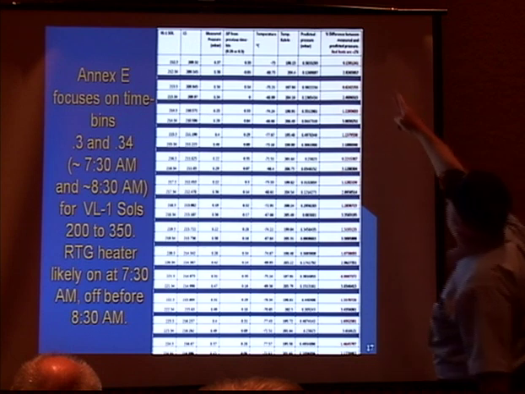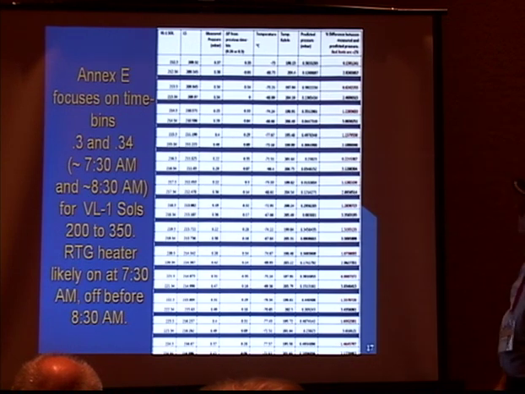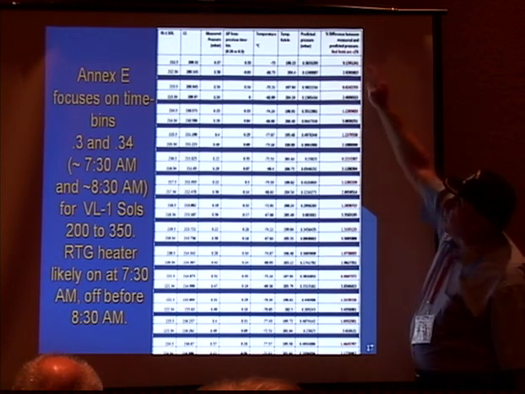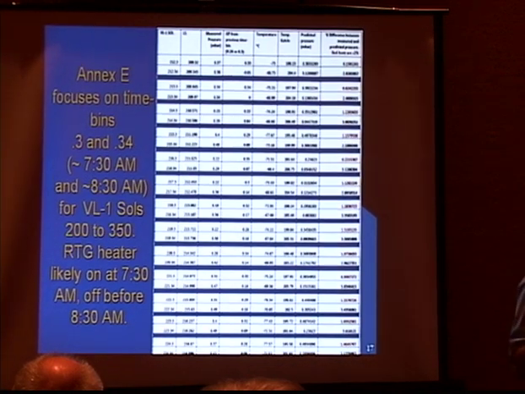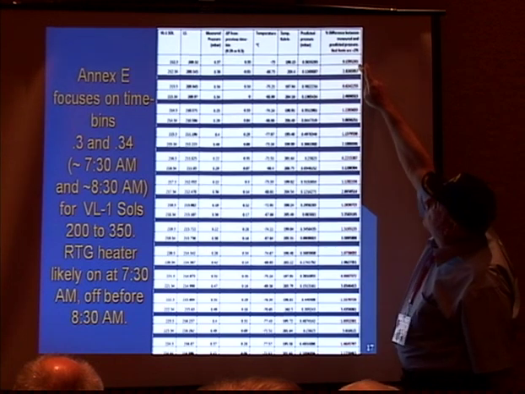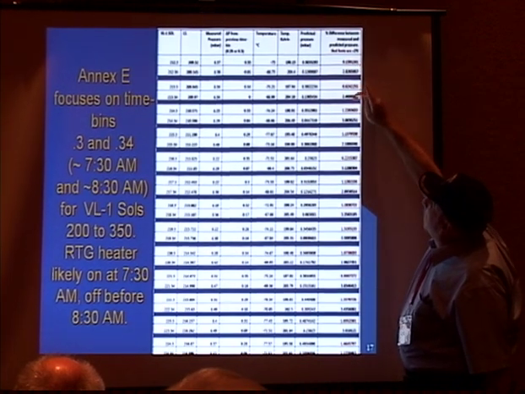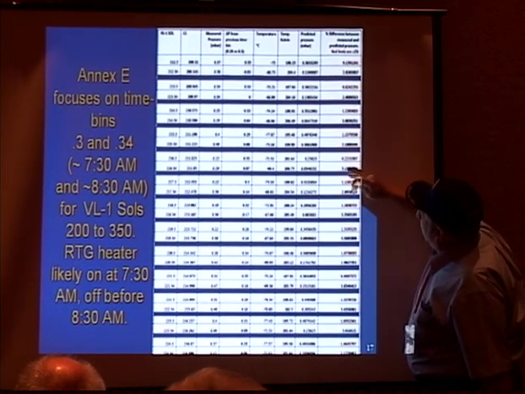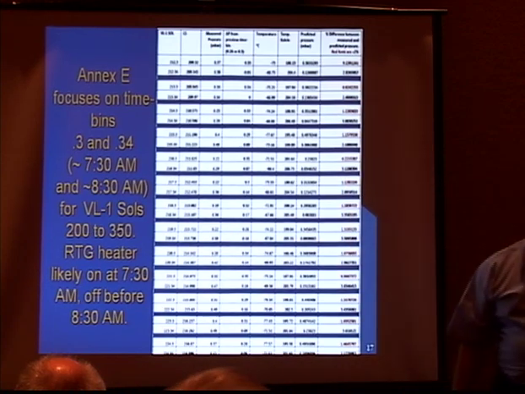So I want you to look at the colors in the final column over here and notice something. Because remember I told you red means we were better than 2%, less than 2% error. So the first hour is at 7:30. It goes red, black, red, black, red, black, all the way down the page.